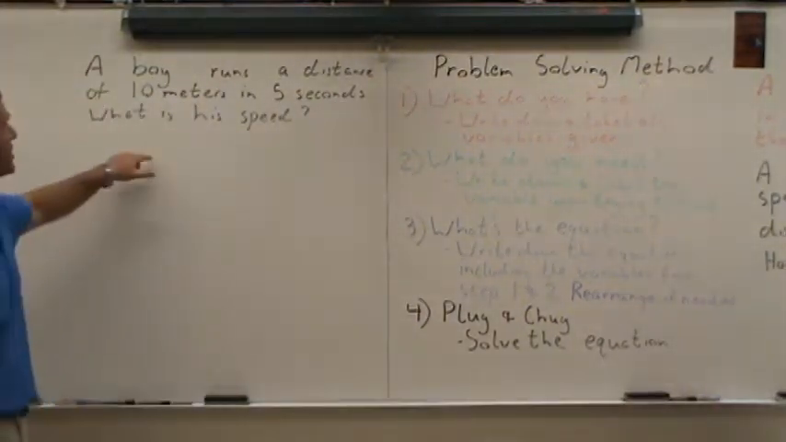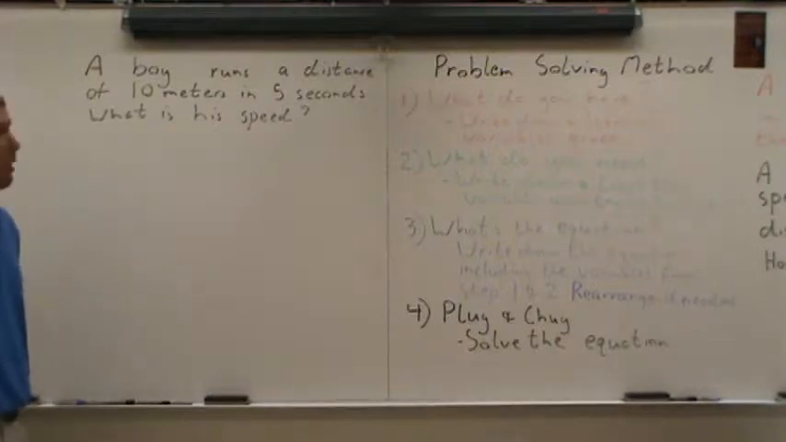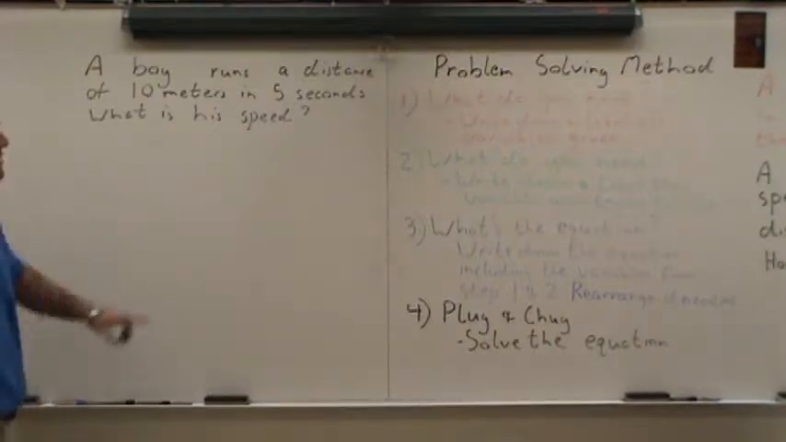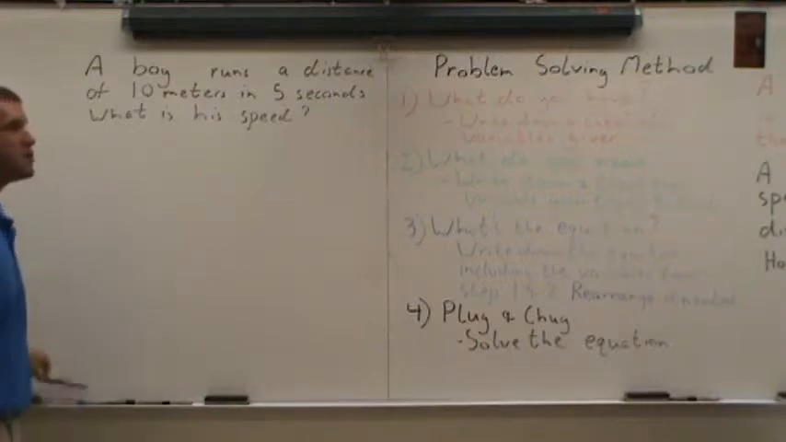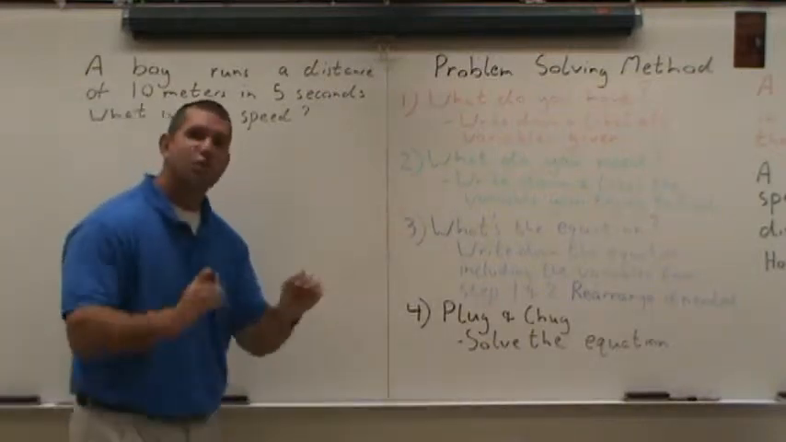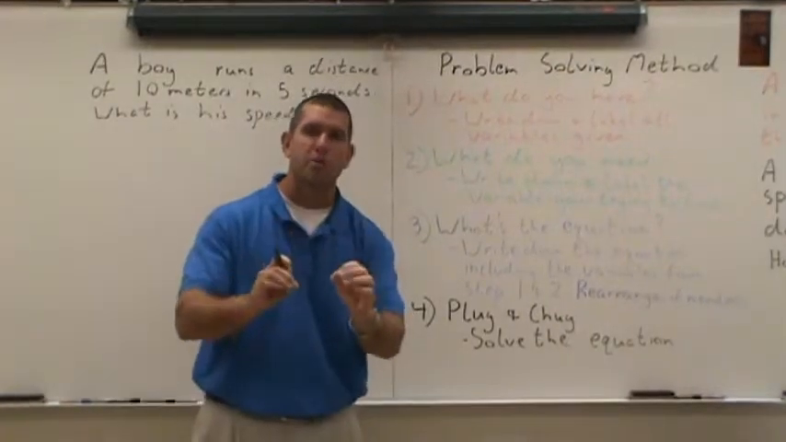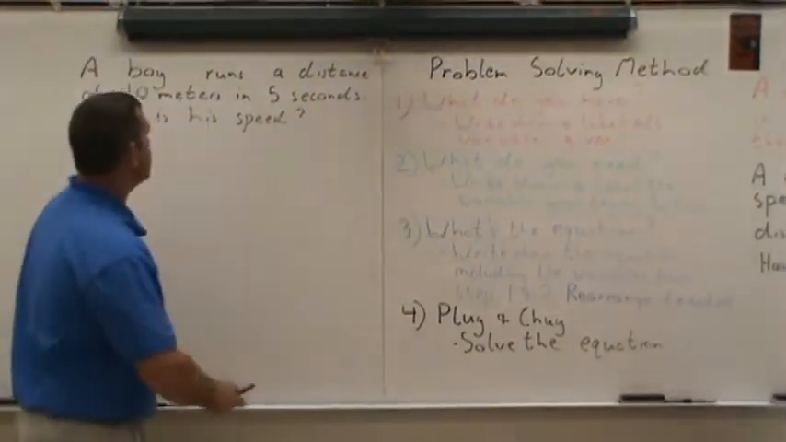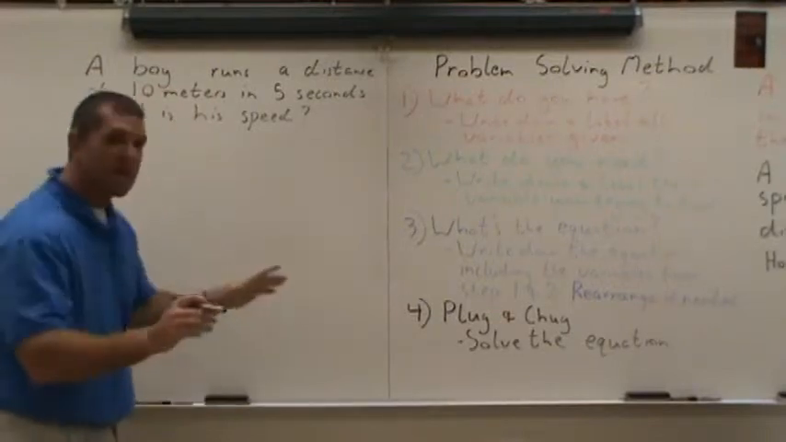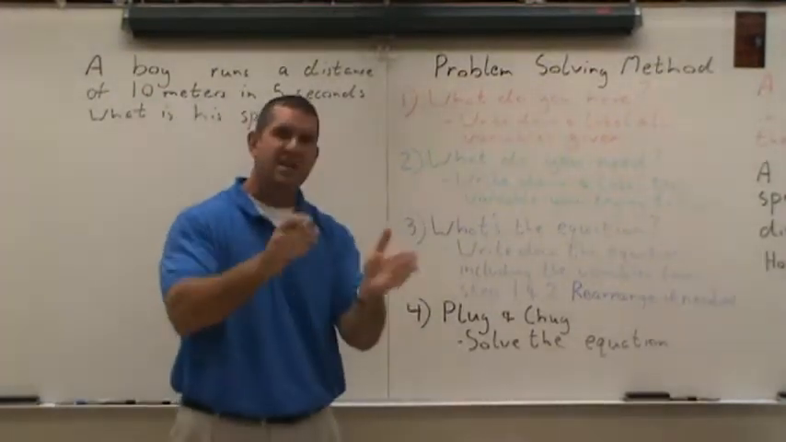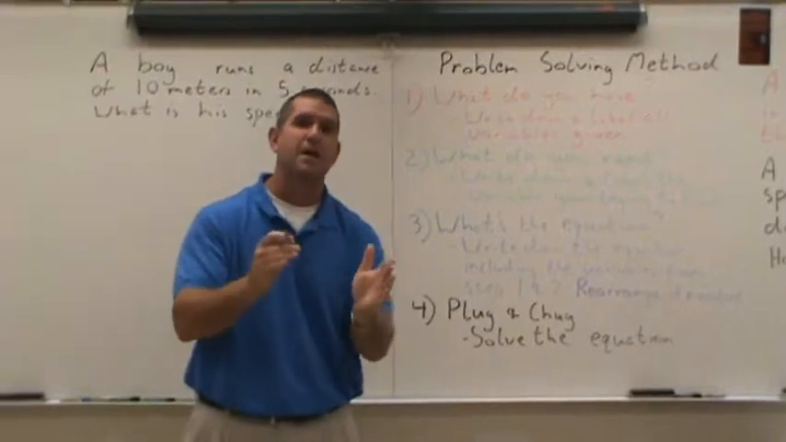All right, let's look at the story problem. A boy runs a distance of 10 meters in 5 seconds. What is his speed? All right, the first step again is, what do you have? This is where you have to break down the story problem bit by bit. A boy runs a distance of 10 meters. Right there is the first bit. Runs a distance of 10 meters.